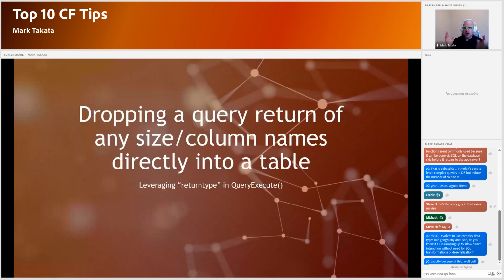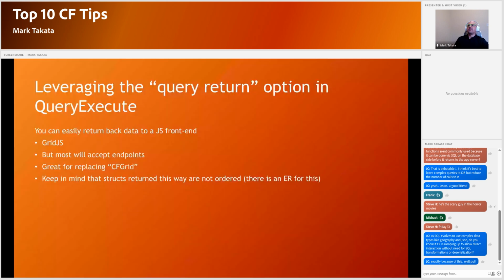All right. Now it's time to get unhinged and fun. Dropping a query return of any size, column names, directly into a table. So we're going to leverage something called return type in query execute. And some of you may have seen something like this before. I've played with this for many years, and I use this a ton, right? Anytime that I'm displaying tabular data, it is so much easier to just do something like this rather than try to loop and start table, okay, inner loop, tr, okay, inner loop, blah. That's such a pain in the butt. That's like 1998 programming.